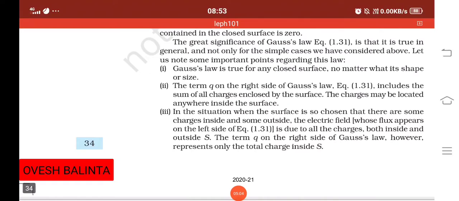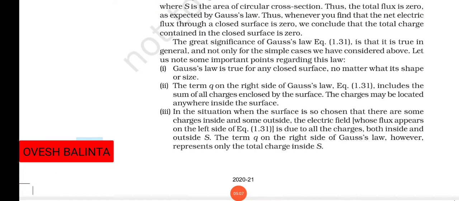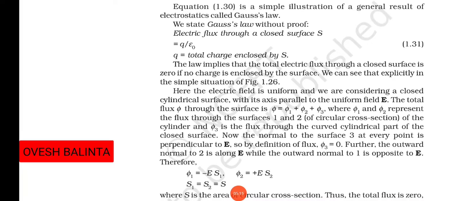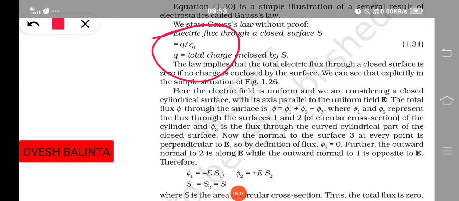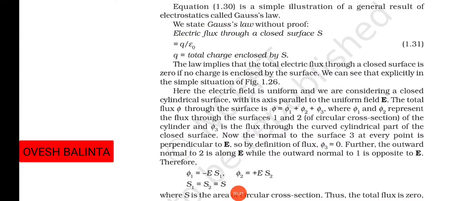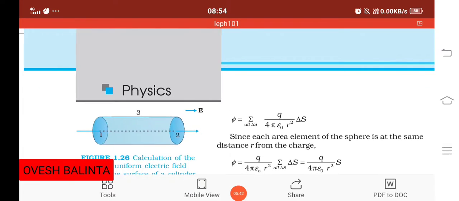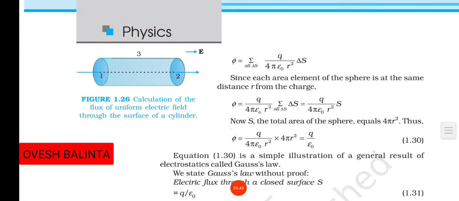Now the term q on the right side of Gauss law, in this equation, phi equals q upon epsilon 0. So the electric flux phi equals q upon epsilon 0. This is true for any closed surface. The term q on the right side of Gauss law includes the sum of all charges enclosed by the surface. So what does enclosed by the surface mean?